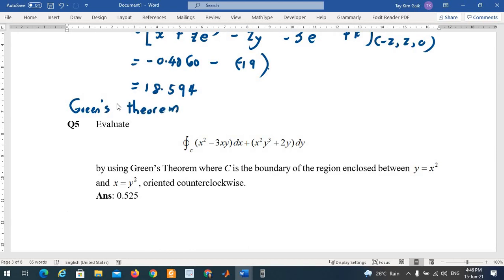Okay, evaluate the line integral. Suppose we have the arrow on the integral sign, but in the equation we cannot see the arrow there. So it means the line integral is over a closed curve, anti-clockwise. So this is a closed curve in the anti-clockwise direction. Then we can use Green's theorem, where the curve C is the boundary of the region enclosed between y equal to x squared and x equal to y squared.